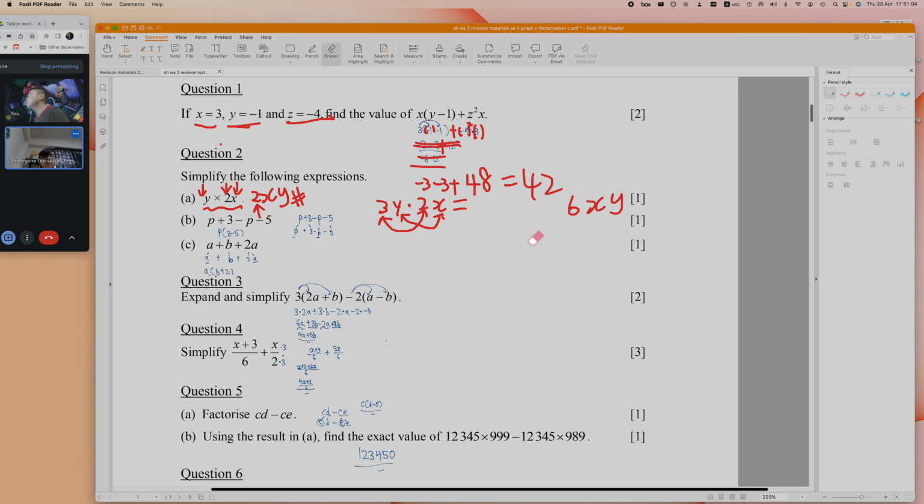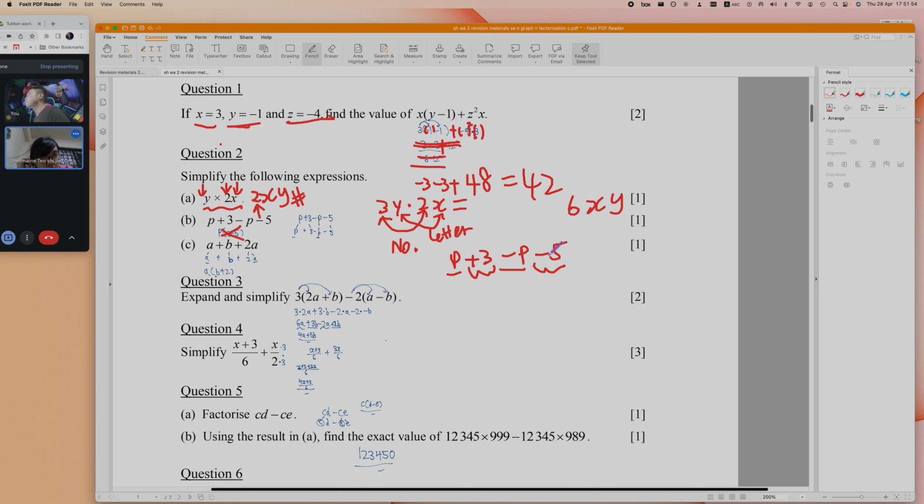So over here, if you look at this, there's p plus 3 minus p minus 5. So what you need to do first is underline similar terms. Did you underline similar terms? No. You did not underline similar terms. So when it comes to this plus minus, you need to underline similar terms. What are similar terms? This one, right? Then after that, this one, right?